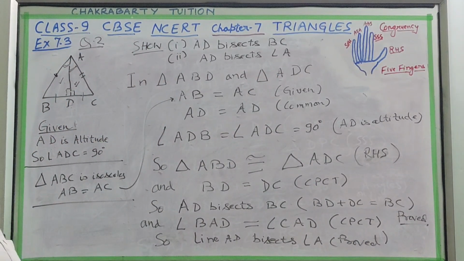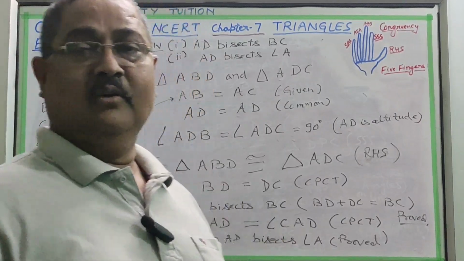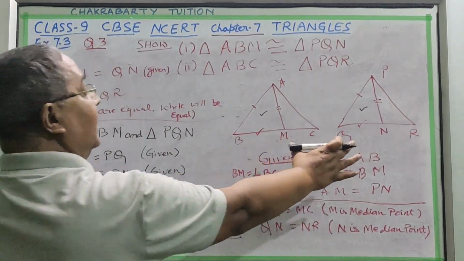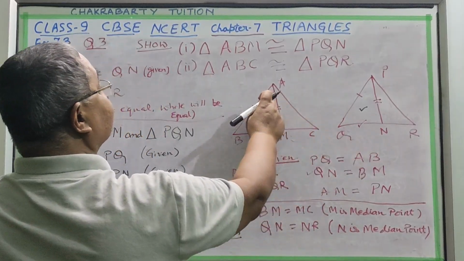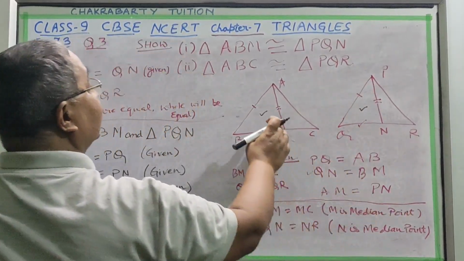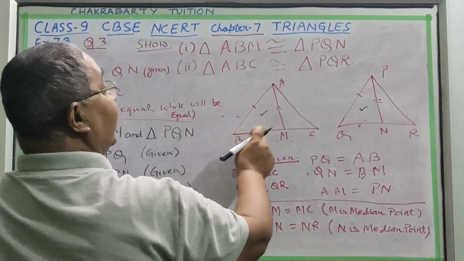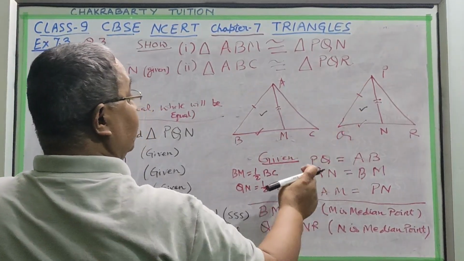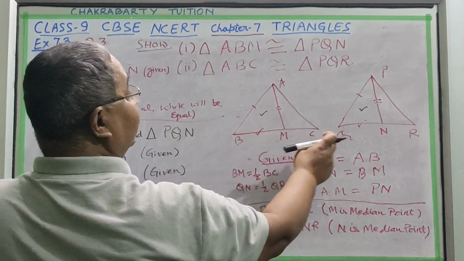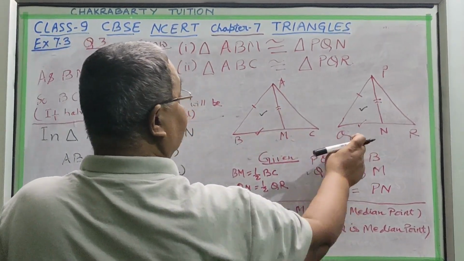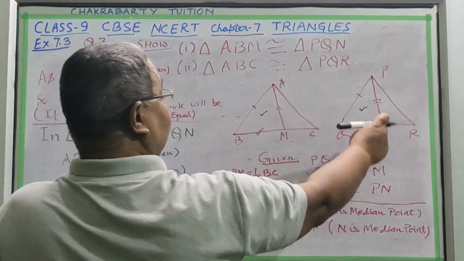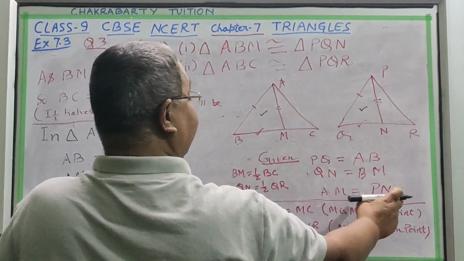Now we will go to question number 3 to solve it. In question number 3, two figures are given. One is triangle ABC and the other is triangle PQR. They are saying that AB line is equal to PQ line, BM line is equal to QN line. This is also given. And median AM is equal to PN, it is also given.